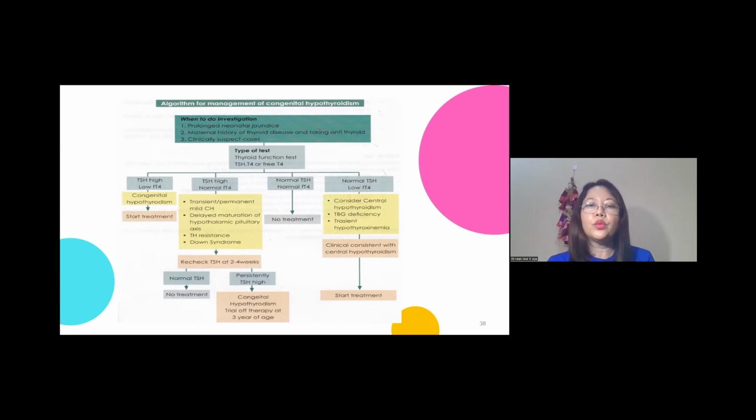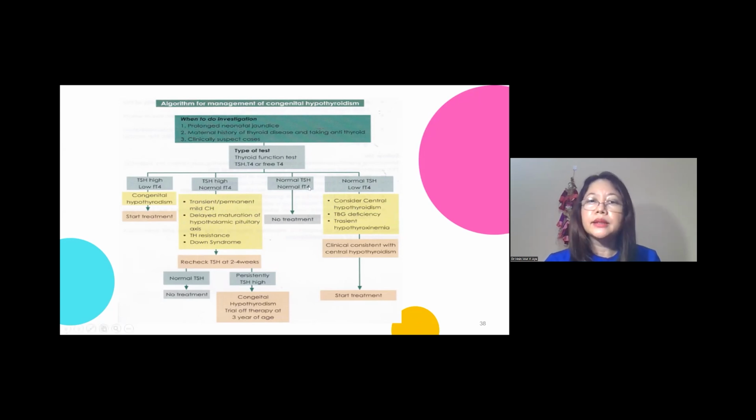So in that case, we recheck the TSH at 2 to 4 weeks. And at 2 to 4 weeks, if the TSH is normal, no treatment is required, no hypothyroidism. And if the TSH is persistently high, we assume that this is congenital hypothyroidism, and then we start levothyroxine before 18 days of age, with a trial of therapy at 3 years of age.